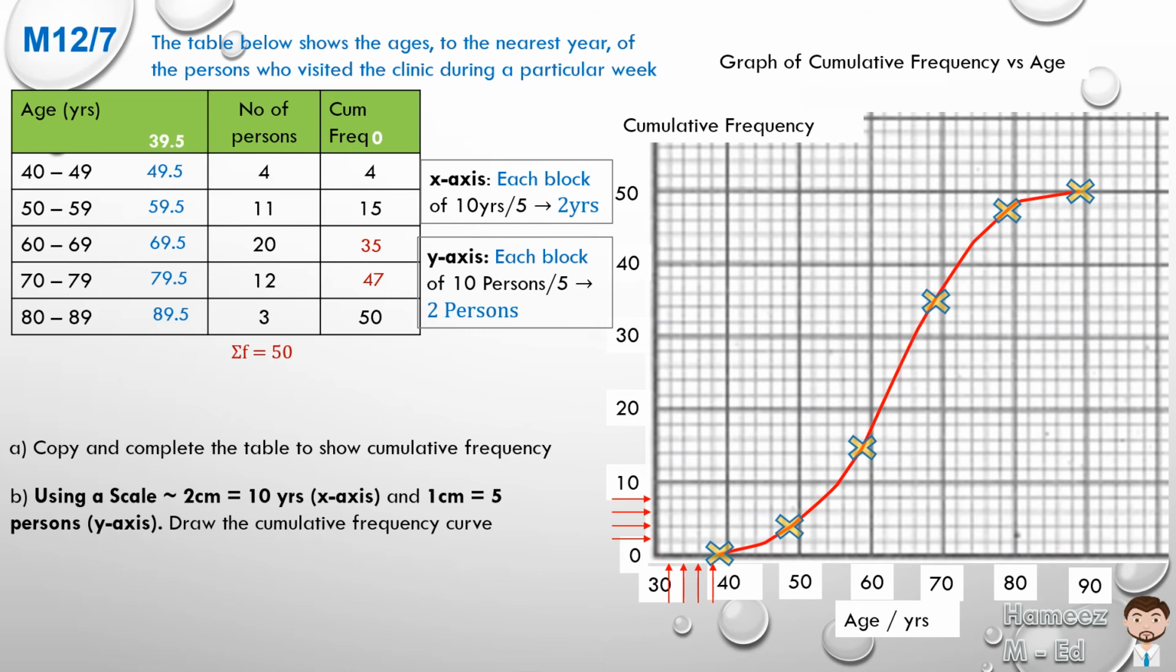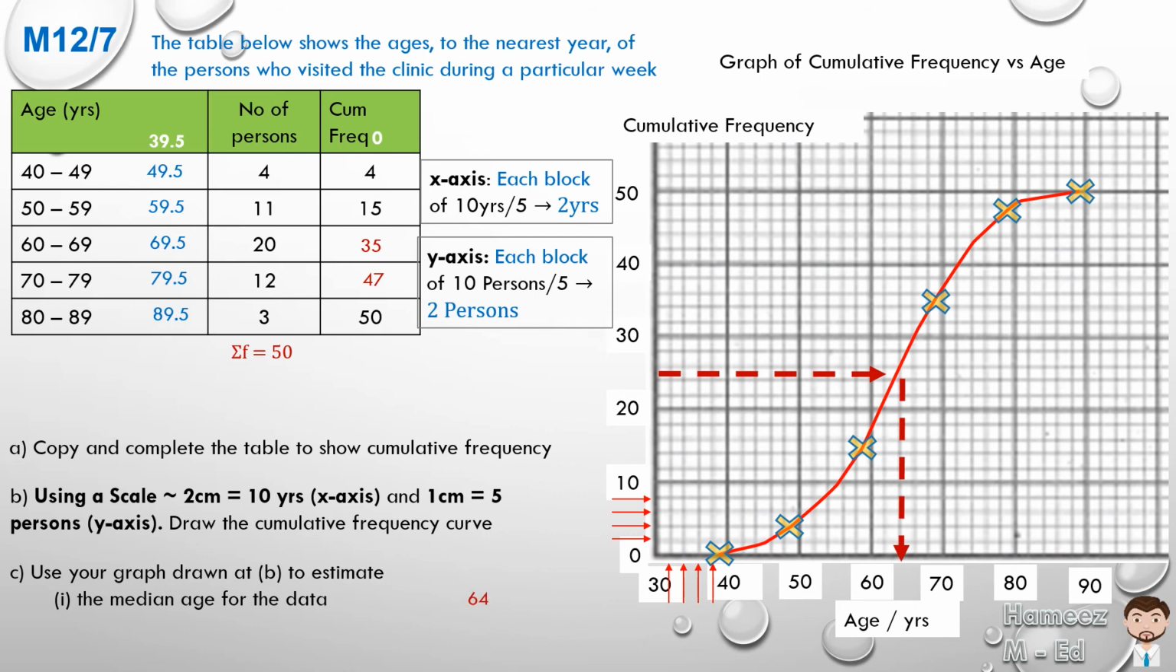And then we can work out the last part, part C. Use your graph to estimate the median age for the data. And how do we get the median? The median will be the middle of our cumulative frequency. Our total is 50 people we are dealing with, so the middle of that is 25. So I draw a red dotted line. You use your pencil only, and draw a dotted line starting from 25 across. And where it intercepts with the smooth curve, we come vertically downwards, and of course we read off the value in years, and that would be our median age for the data given.